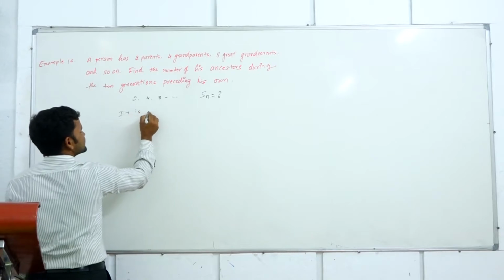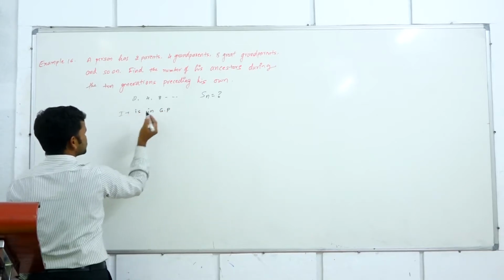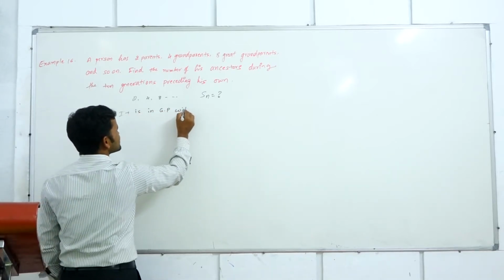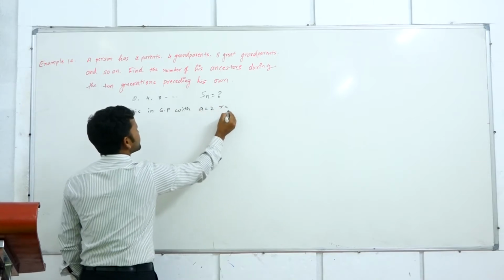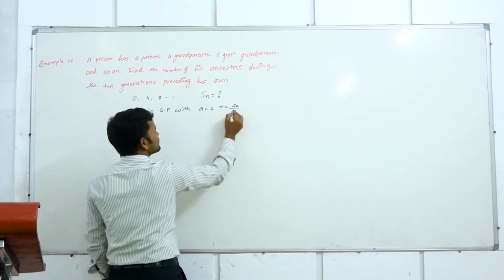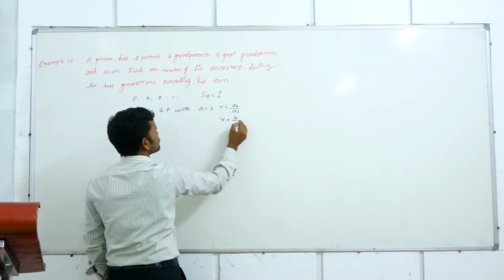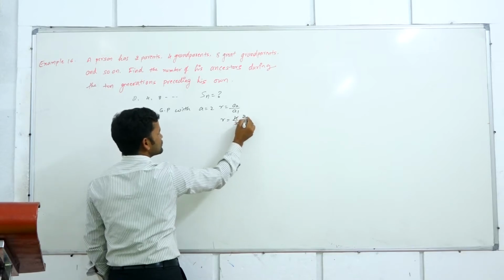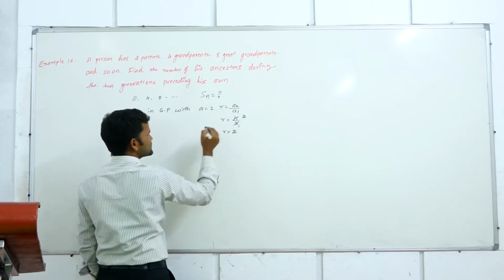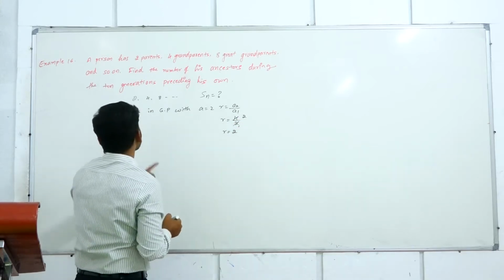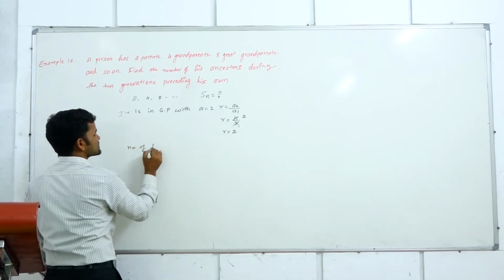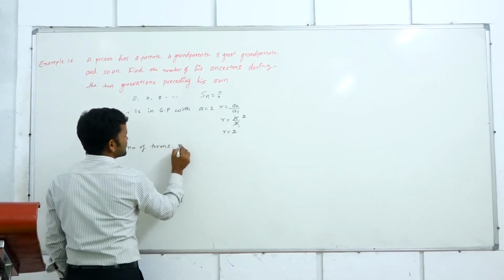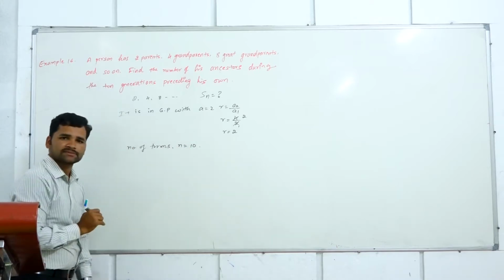It is in geometric progression where the first term a is equal to 2 and the common ratio r is equal to a2 by a1. So r is equal to 4/2, 2 ones are 2, 2 twos are 4. Common ratio r is 2. During his 10 generations, it says that number of terms n is equal to 10 here.